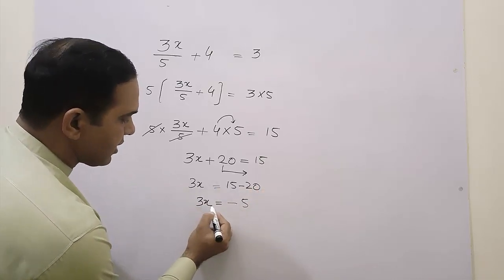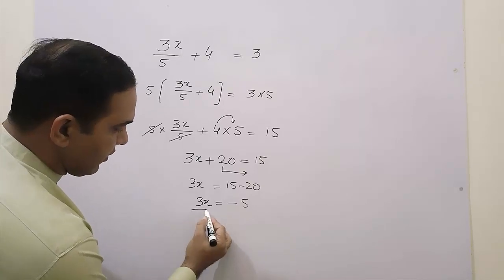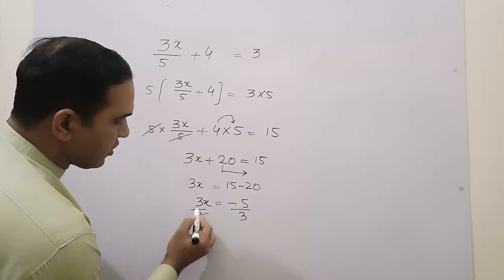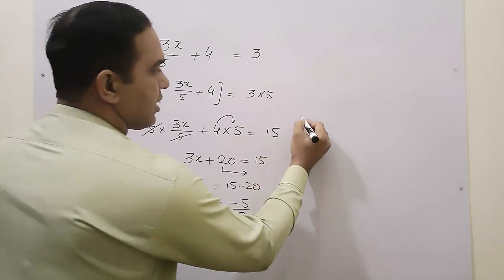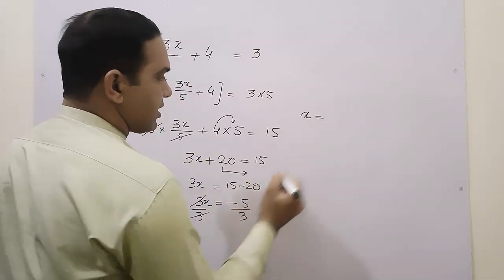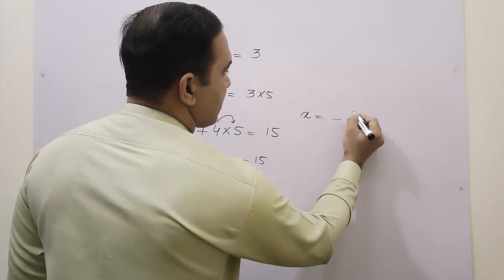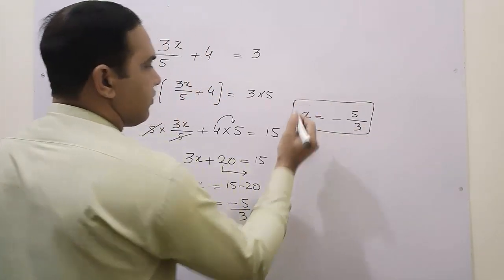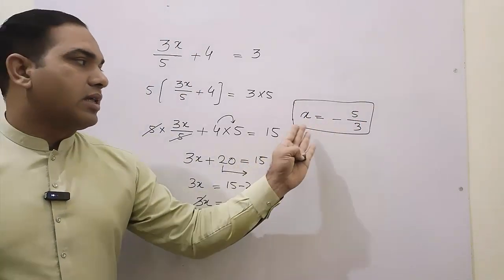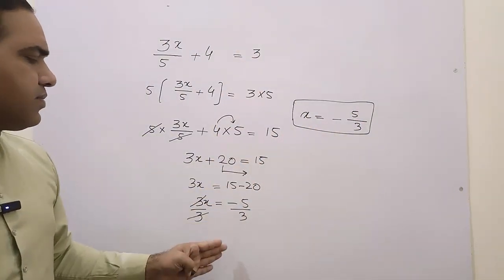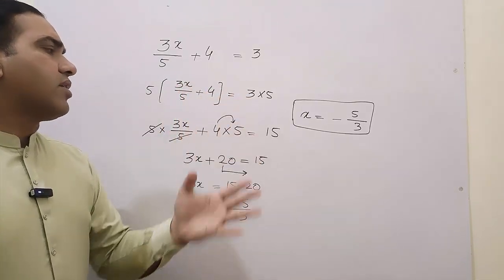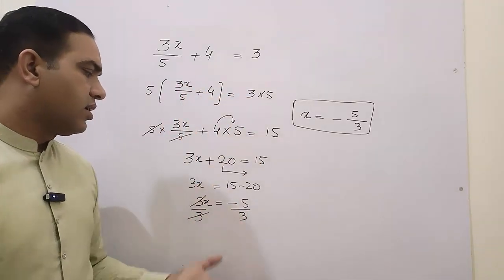Here is 3x. Now divide on both sides with 3 because we have to find the answer of x. This is cut off. The answer of x is minus 5 over 3. So this is the answer of this question. Very simple. It's not a very difficult question, and this is the way to solve the question and get the answer of x.